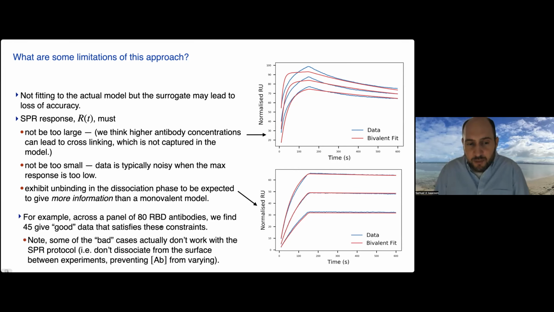For example, Omer and his group took 80 different antibodies from patients, ran them over, and tried to do fitting, and 45 of them didn't have one of these issues. So a little more than half of them we could really apply our approach to. Some of them, this is just an inherent property of the antibody that it's hard to make it work in an SPR experiment because it just doesn't want to unbind. It binds too strongly.